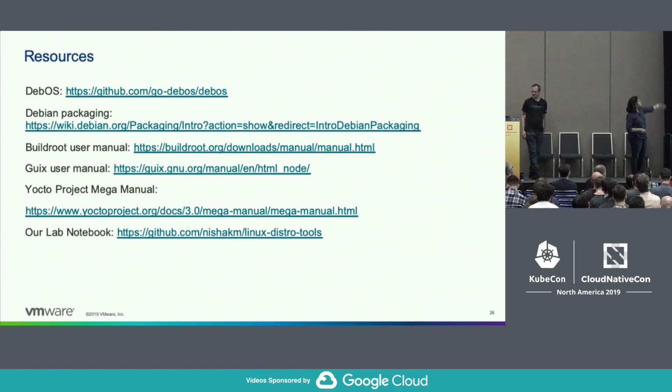Okay, and here are some resources for you to read if you are so inclined. There's the Debos GitHub repo, there's the Debian packaging manual, there's the Buildroot manual, and the Guix manual, and the Yocto Project Mega Manual, which I did not look at. You can talk to Joshua about that.